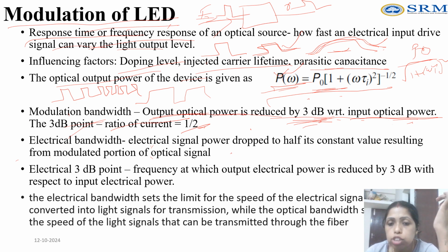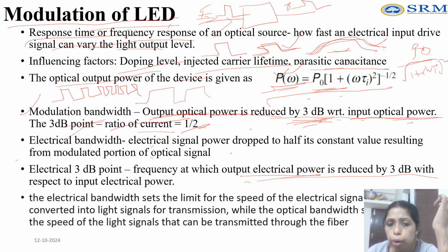So how can you define the electrical 3 dB point? It is the frequency at which the output electrical power is reduced by 3 dB with respect to the input power. This is the electrical 3 dB point. But in the case of the modulation bandwidth, or optical 3 dB point, you are calculating the ratio of the current, which is half. That is the 3 dB point.